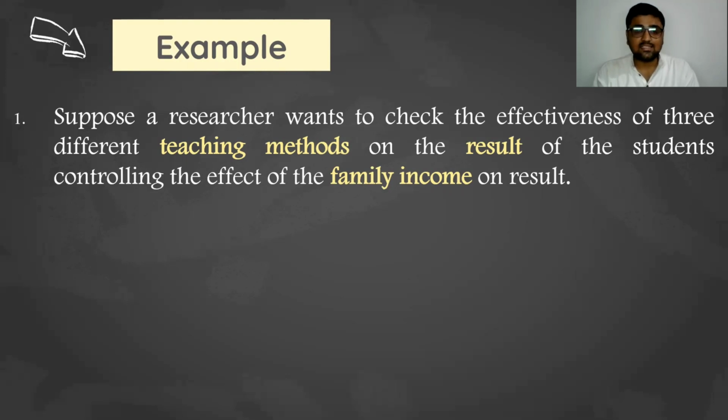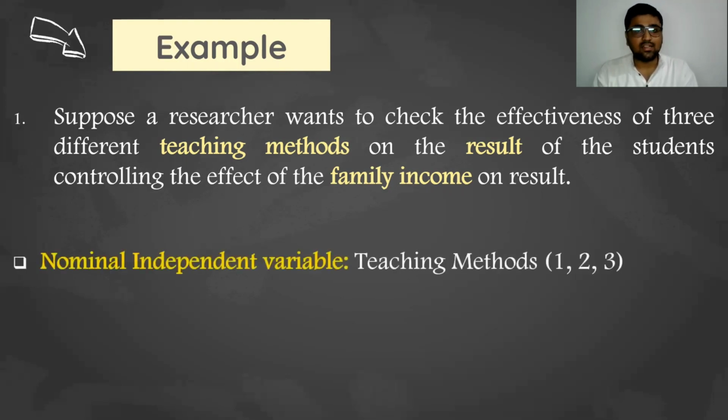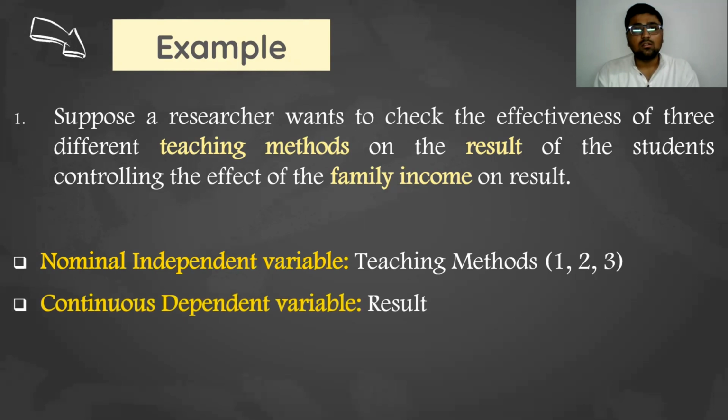But here, as I said, ANCOVA is the extension of ANOVA, and here we have the covariate, which is family income. So we are controlling the effect of family income, and then we try to measure the effectiveness of teaching methods on the result. So we have one nominal independent variable, teaching methods. We have three different teaching methods, 1, 2, and 3. We have one continuous dependent variable, that is result, and family income is our covariate.